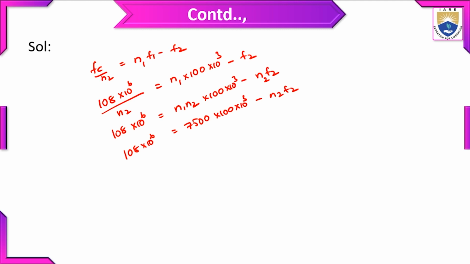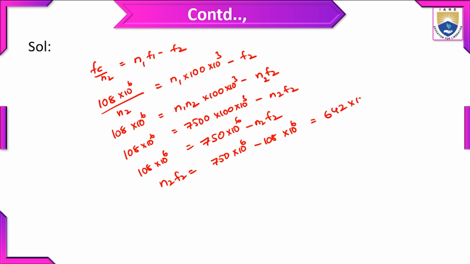Okay. So here, this can be written as 750 into 10 power 6. Okay, 750 mega minus N2 F2. Okay. So this is 108 into 10 power 6. Now N2 F2 is equal to 750 mega minus 108 mega. So you got 642 mega. So this is the N2 F2 value.